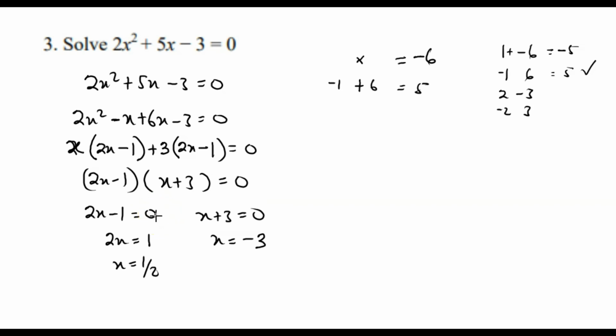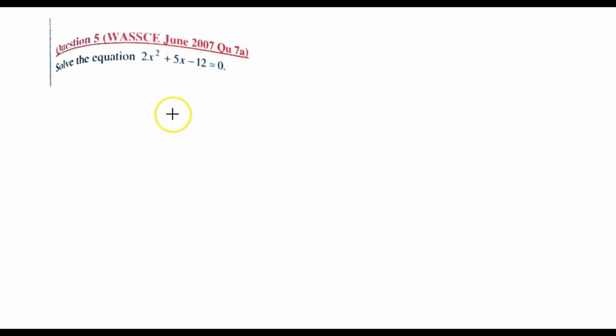So let's look at another example which involves the coefficient of x squared for the quadratic equation being greater than 1. And the last example we'll consider is a WASSCE June 2007 question, which was a section B question. Solve the equation 2x squared plus 5x minus 12. So without wasting my time, 2x squared plus 5x minus 12 being equal to 0.